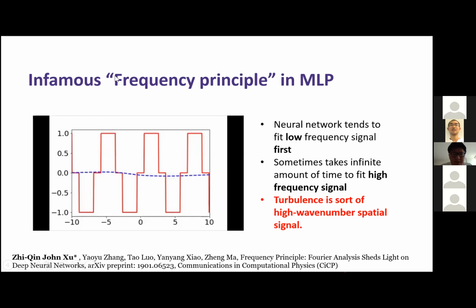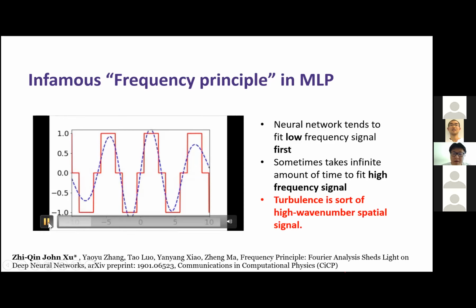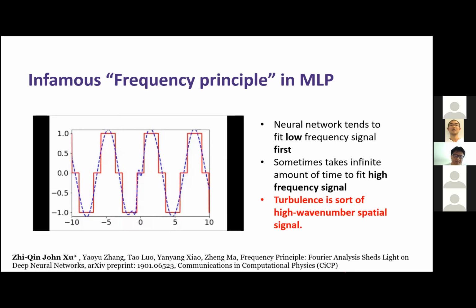This phenomenon is called the frequency principle in neural networks. They found that a neural network tends to fit low frequency signals first, and sometimes it takes an infinite amount of time to fit high frequency contents. However, for our problem here, turbulence contains high wave number spatial signals because it contains so many small scales. So when we apply this kind of framework to turbulence, there are going to be some issues.